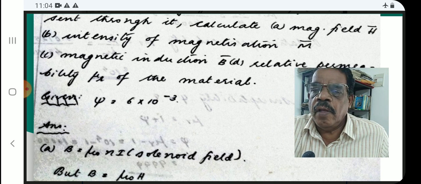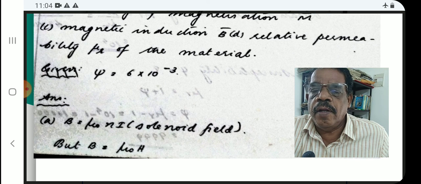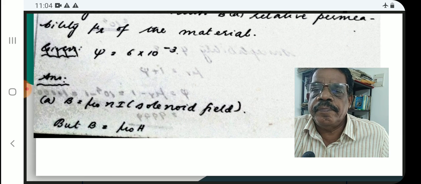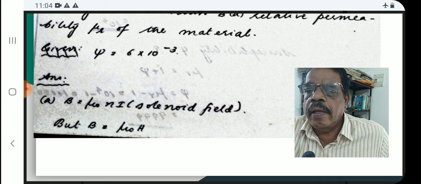Direct question. Psi is equal to 6 into 10 raised to minus 3 is also given. Answer. A part: B is equal to mu 0 N i.